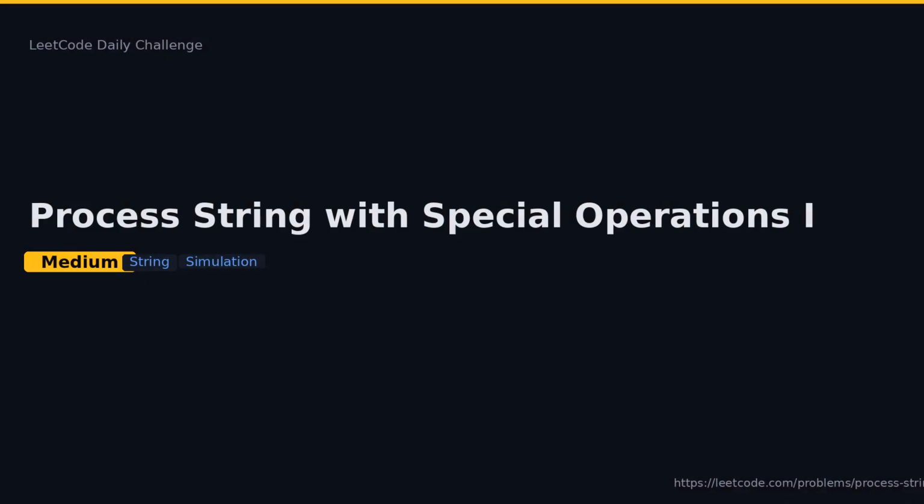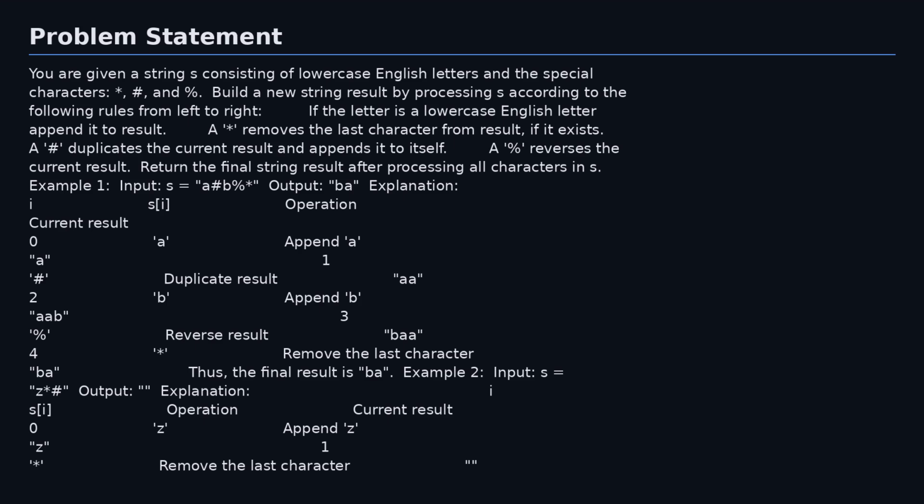Today we're going to tackle a medium-level problem on LeetCode. It's called Process String with Special Operations I. This problem is all about processing a given string with some special operations, and we need to create a new string based on these operations. So let's dive in and see how we can solve this problem.